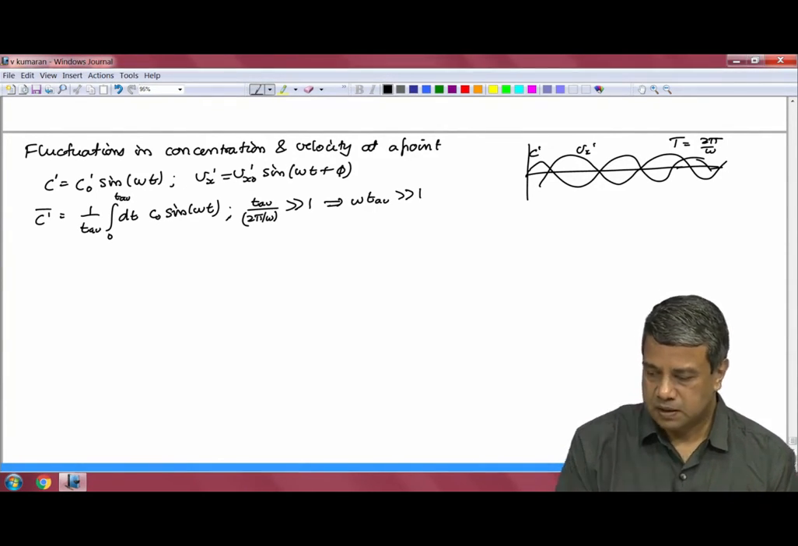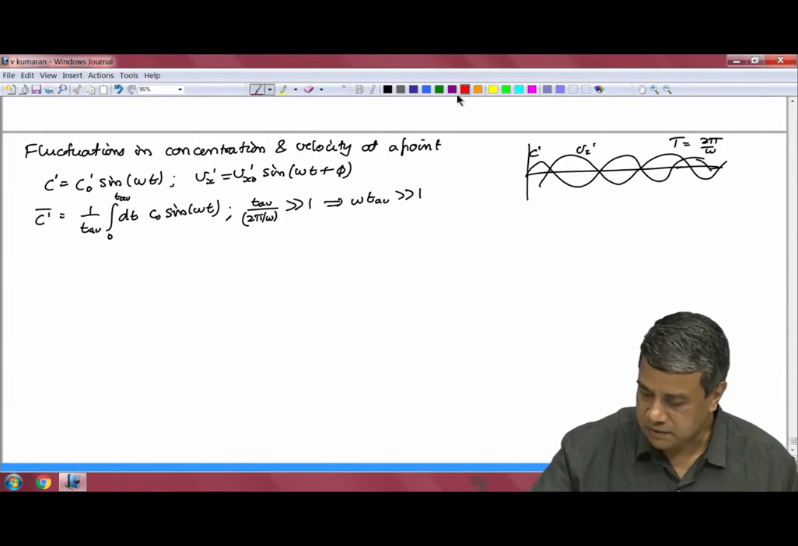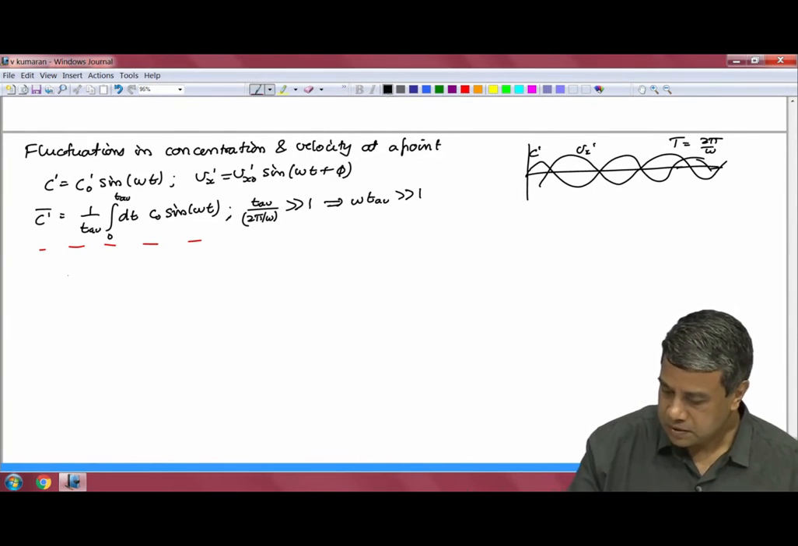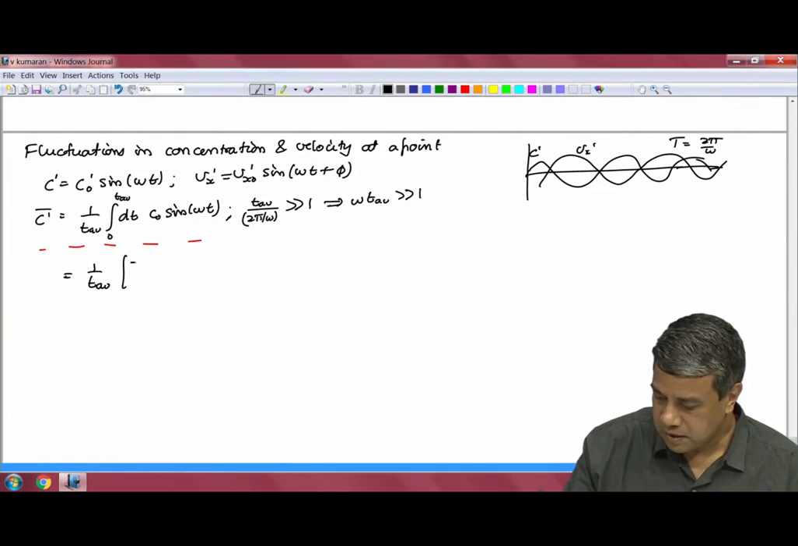So, with that condition, let us evaluate this. This is equal to 1 over TAV into minus C0 cos of omega t by omega between 0 and TAV.